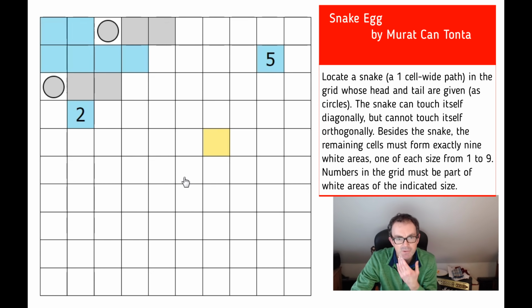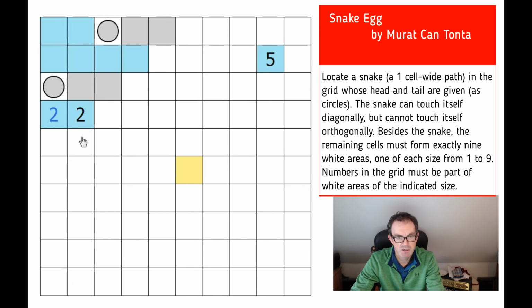And now I get stuck. What am I meant to do next? I see. Okay. This square can't be part of the snake, because then the snake would sort of branch off in two directions. So that's not snake, and therefore this is of size 2.